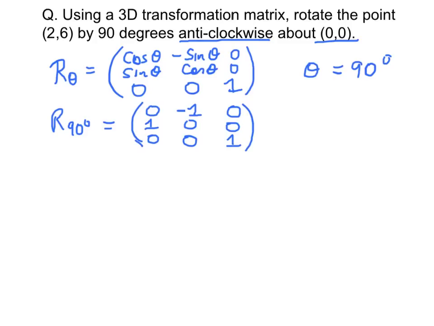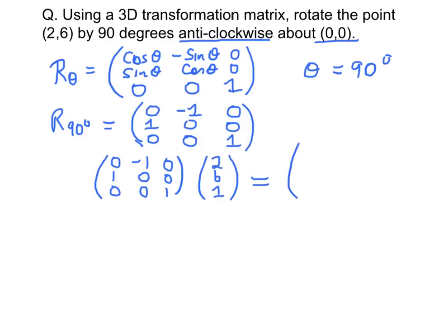To do the rotation, what I do is I take my matrix, 0, minus 1, 0; 1, 0, 0; 0, 0, 1, and I multiply it by the 2D point which should be written as a 3D column vector. So it's 2, 6, 1. So I perform this multiplication, and what I'll get is a 3 by 1 matrix, so there'll be 3 rows and 1 column. Just as before, to get this value here, it's in the first row, first column. So you take the first row of the first matrix and you multiply it by the corresponding entries of the first column of the second matrix. So it'll be 0 by 2 is 0, minus 1 by 6 is minus 6, 0 by 1 is 0. So the first value will be minus 6.